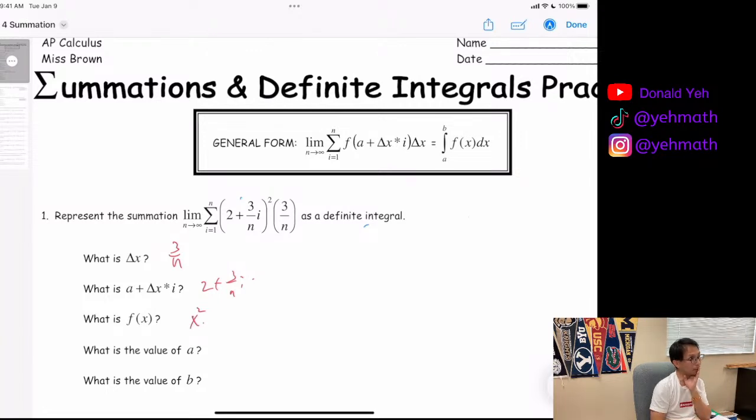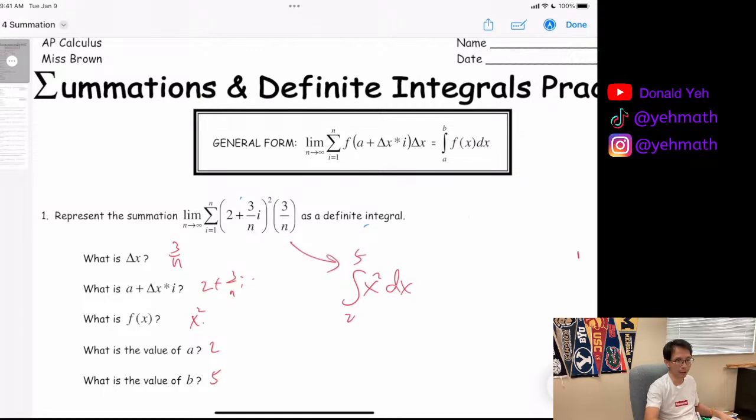What is the lower bound? 2. And the upper bound? 5. So that'll be the integral of x squared from 2 to 5 dx.